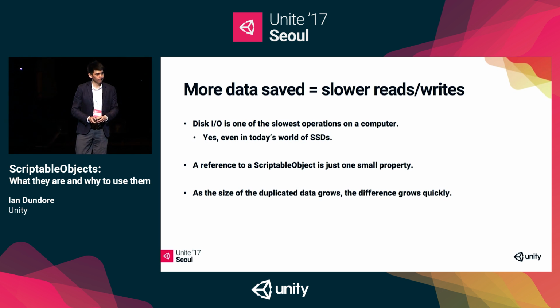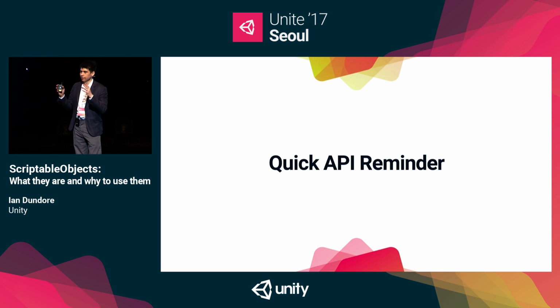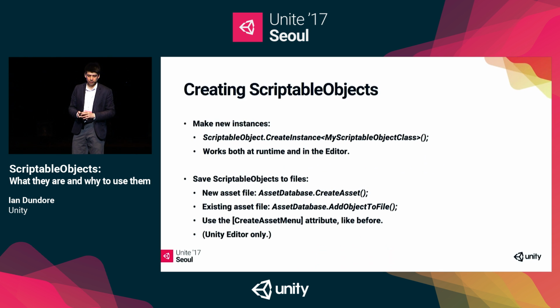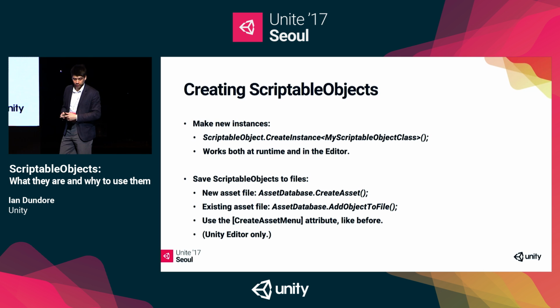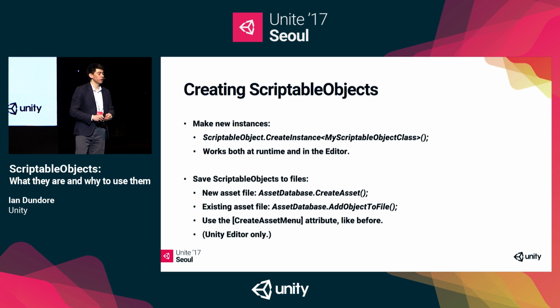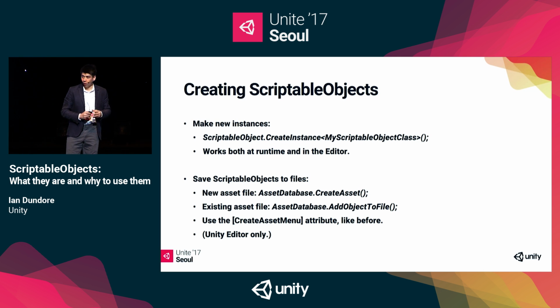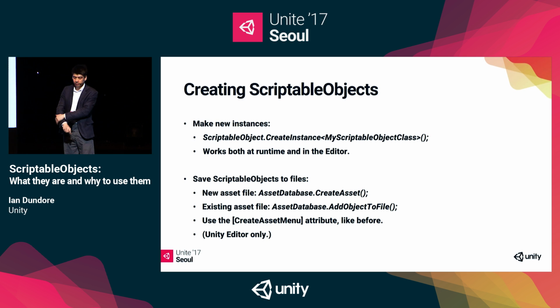Okay, before we get too deep into the ScriptableObject class, let's review the ScriptableObject API. How do you create a new scriptable object? At runtime, we use the CreateInstance method. We can call this in the editor as well. While in the editor, we can save an instance of a scriptable object using the AssetDatabase API. We can put it into a new asset file by using the CreateAsset method.